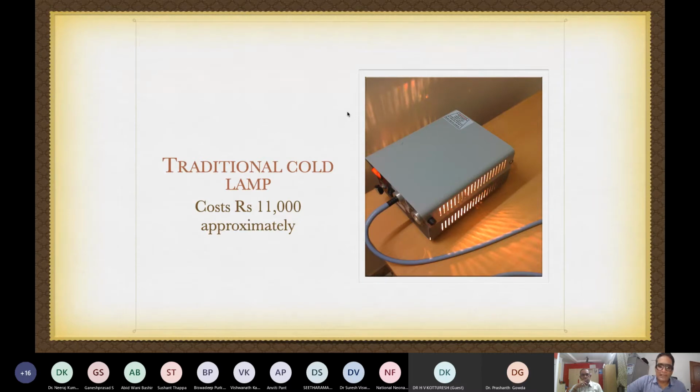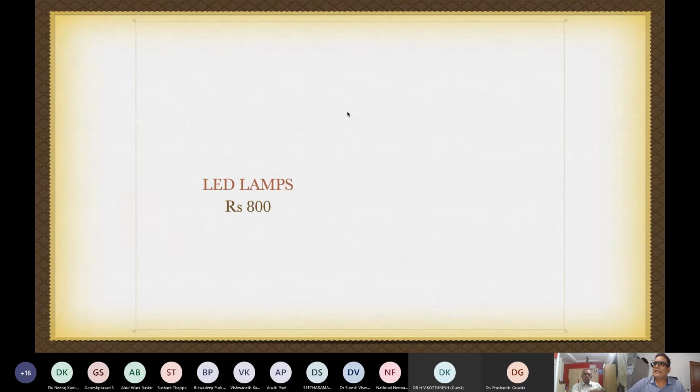Now with modern day LED technology, this particular machine is getting outdated. And in the past, when I first landed in India, this traditional cold lamp used to cost around 70,000 rupees. This was in 2010. And now I guess that the price has come down to 11,000 rupees approximately. But someone in the panel, Dr. Prashant Gowda or Dr. Dinagar Sir may correct me if I'm wrong, but this is the latest information that I could get. The second thing is LED lamps.